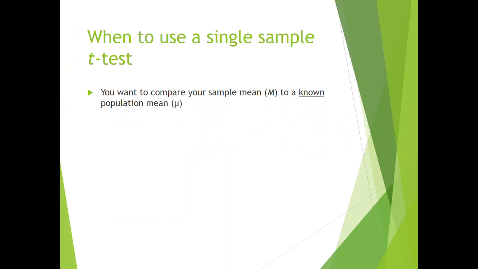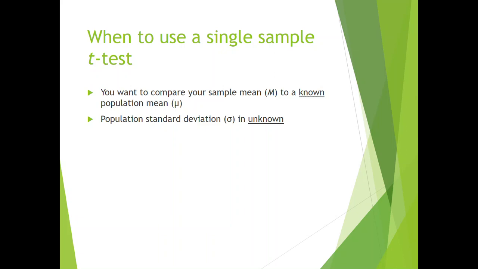So we're going to do a single sample t-test when we want to compare our sample to a known population mean. One other thing about when to use a single sample t-test is while we do know the mean of the population that we want to compare our sample to, we do not know the population's standard deviation. So we'll also use a single sample t-test when we do not know the population standard deviation.